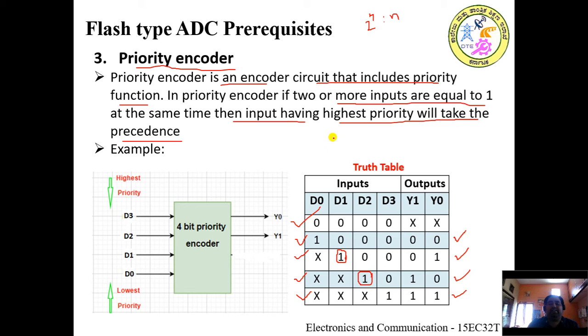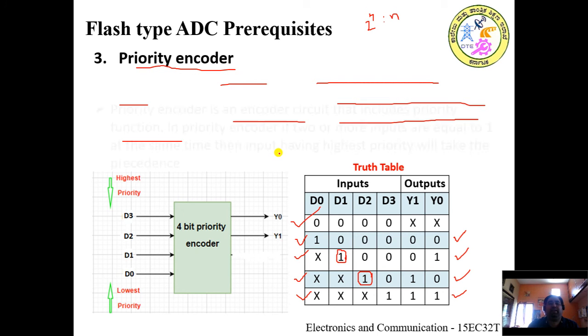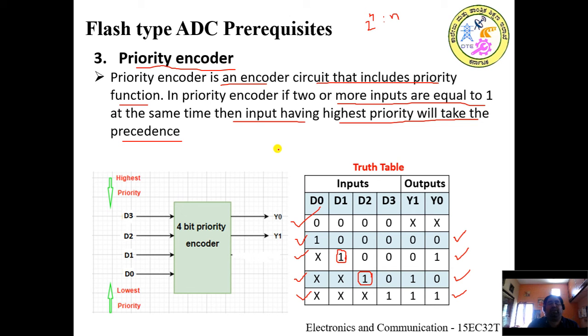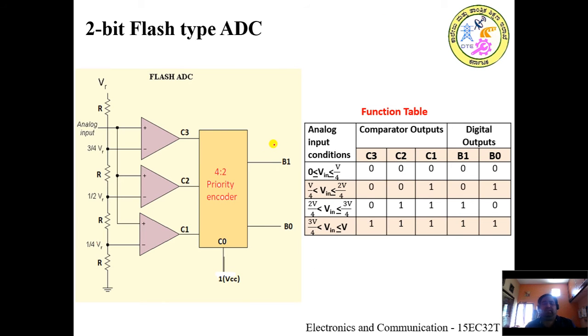While constructing a flash type of ADC, generally we would be using comparators. For the comparators, we would be using a set of reference voltages which are given by the voltage divider circuit, and the outputs of the comparators are given as input to the priority encoder. The priority encoder further outputs the digital equivalent of the analog signal. Next, we shall see the construction of a 2-bit flash type of ADC.